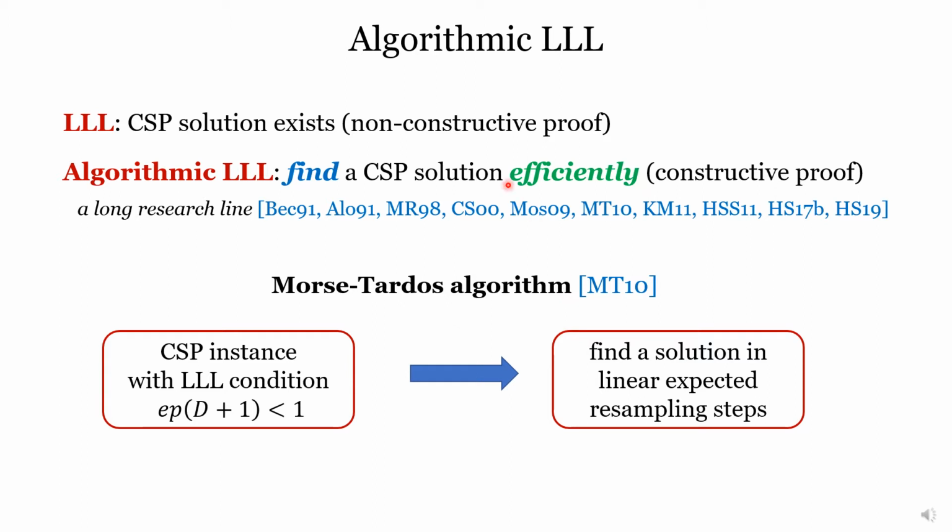The original Lovász local lemma only provides the existence of a constraint satisfaction solution. In recent years, plenty of works have been devoted to the algorithmic LLL, which finds a CSP solution efficiently. A major breakthrough was the Moser-Tardos algorithm, which finds a solution in linear expected resampling steps if the local lemma condition holds.